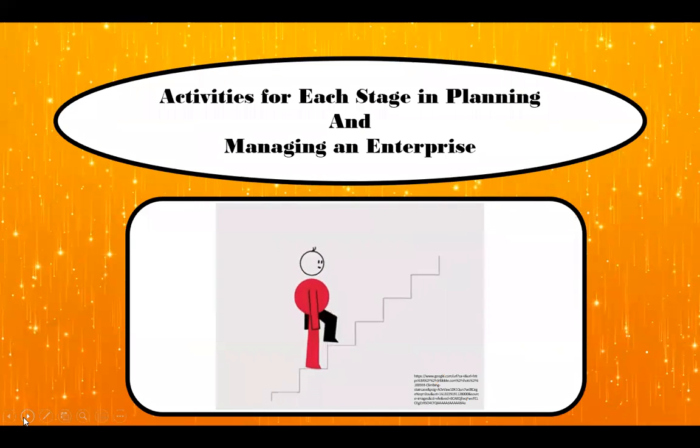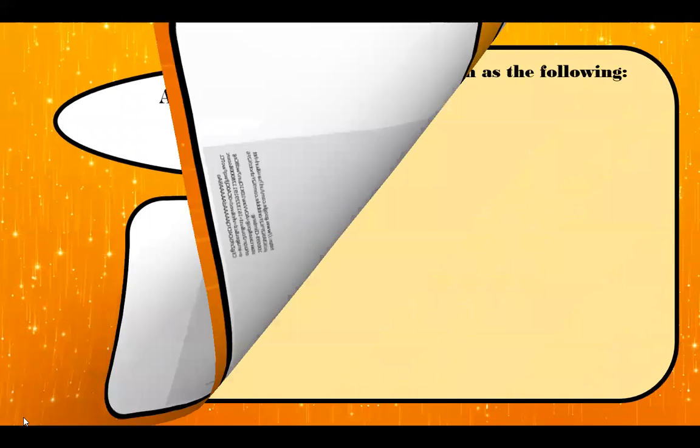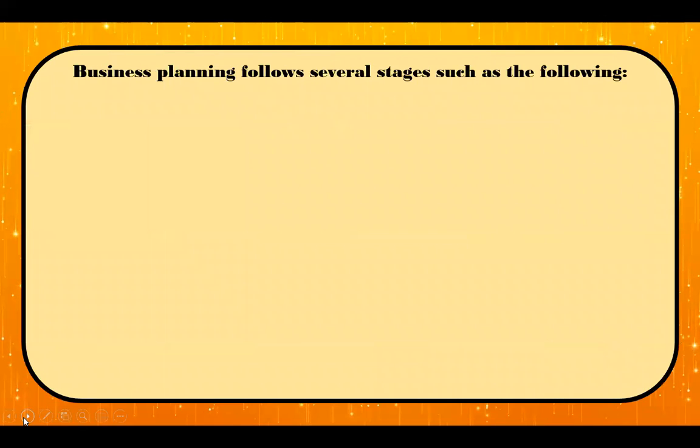So it is necessary for an entrepreneur to understand the stages in planning and managing an enterprise. So in these lessons, it focuses on the six stages of business planning and the key segments of a business plan. So for the first subtopic, which is entitled Activities for each stage in planning and managing an enterprise, normally, business planning follows several stages, such as the following.